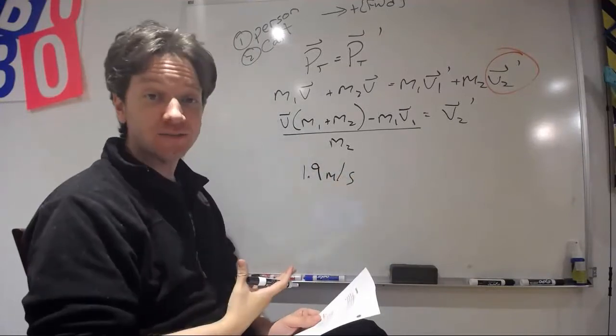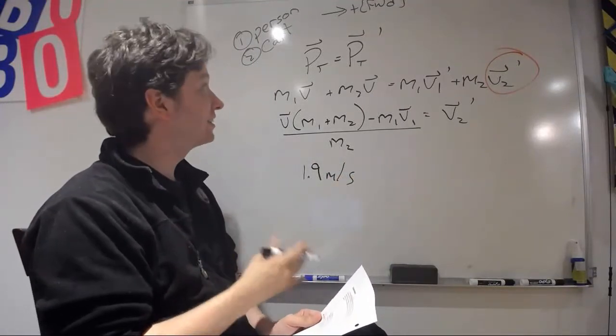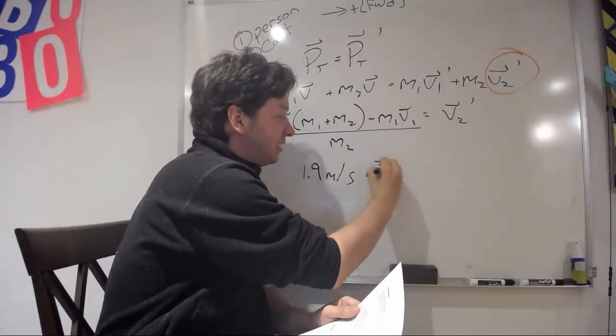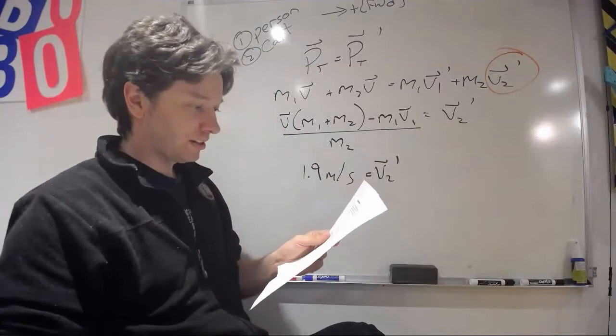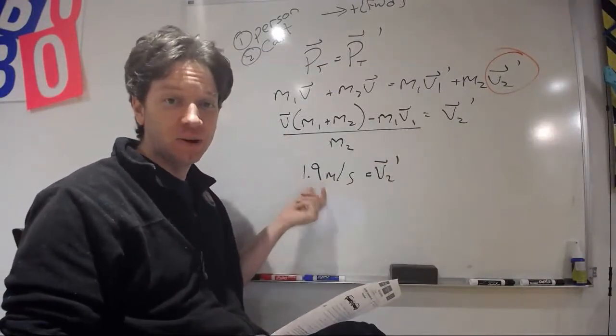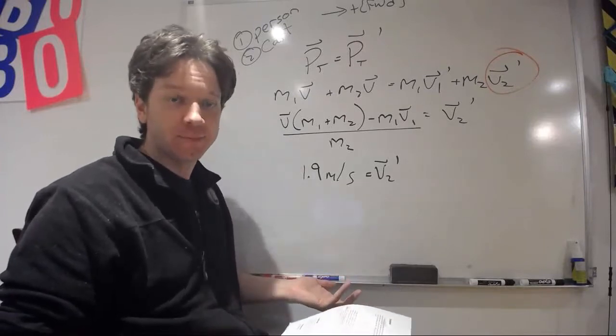Now it's a positive value, so that means the cart is still moving in the same direction. It's still moving forward, but since its initial value was 3.2 meters per second, it has clearly slowed down, which is what we predicted with conservation of momentum.